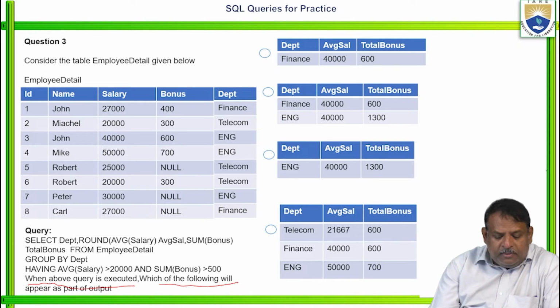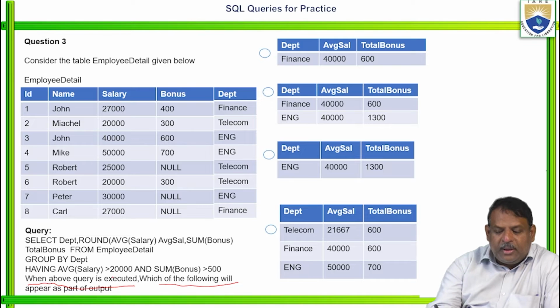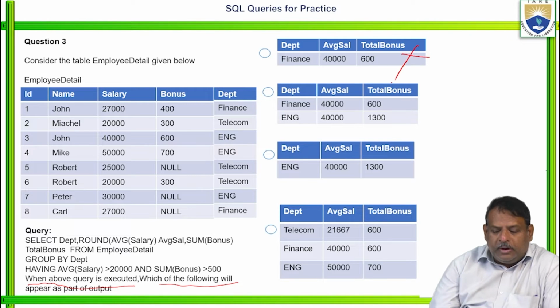Okay, same query. We know that. But here, when the above query is executed, which of the following will appear as a part of the output? Is finance coming in the question? No, finance is not. So wherever there is finance, you can safely remove. We are left with only one option here, that is engineering.